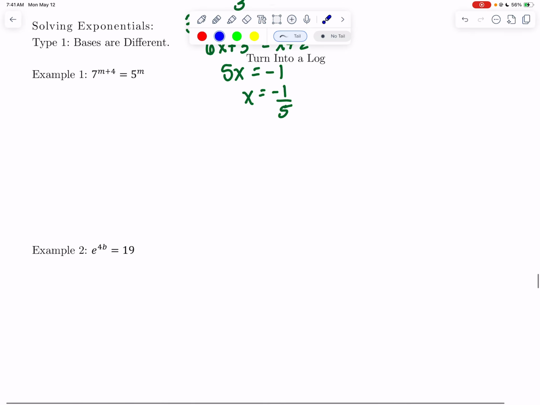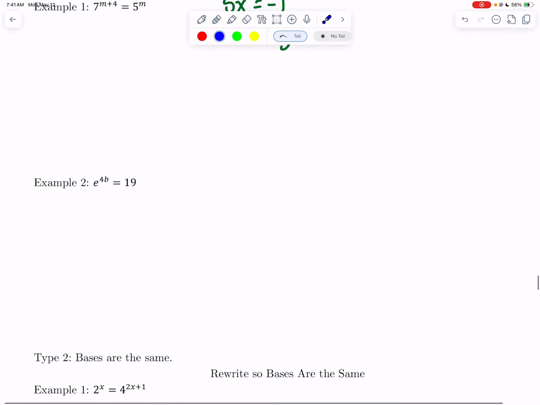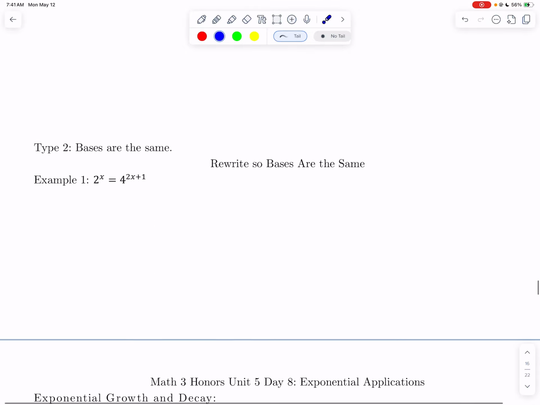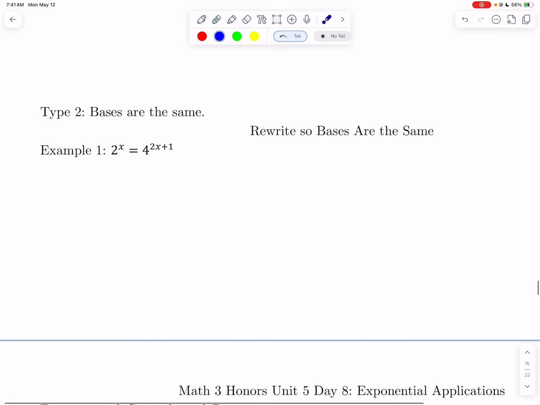For exponential equations, we have 2 types. I'm going to focus on the second type first because I think that's easier and that there's only one question. We're going to rewrite them so that the bases are the same. So in this case, if I have 2 to the x is equal to 4 to the 2x plus 1, then think about what my base could be so that 2 and 4 could be the same base, or in this case, base 2.